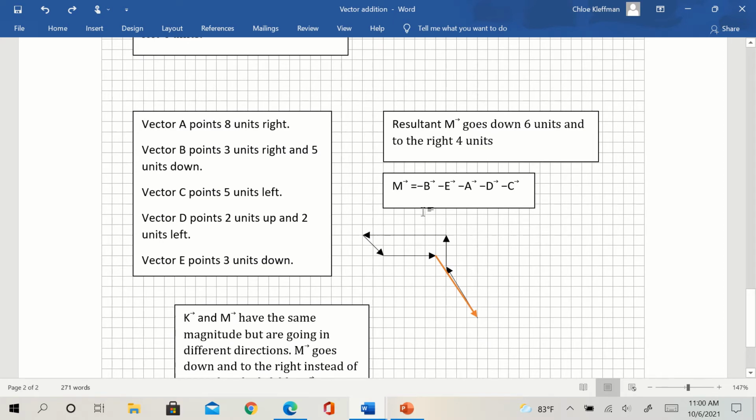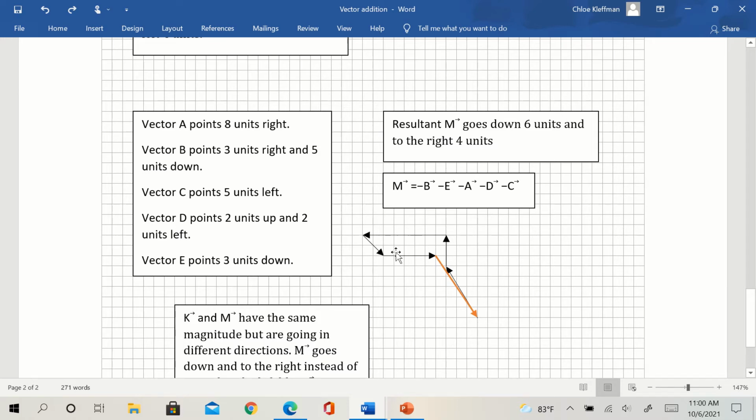And our resultant M vector comes from negative B vector, negative E vector, negative A vector, negative D vector, and negative C. And what we find is that each of these vectors has their magnitude and direction reversed due to the negative sign. So vector A, which normally is going 8 units to the right, is now going 8 units to the left. And vector B, for example, is now going 3 units to the left and 5 units up.